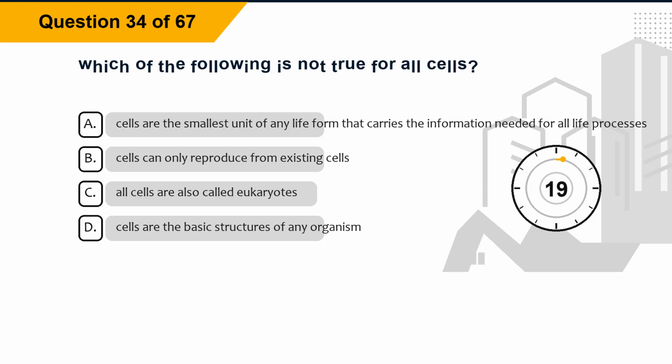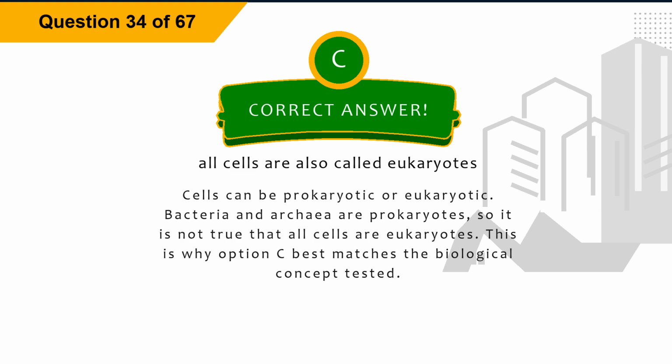Question 34. Which of the following is not true for all cells? Option A. Cells are the smallest unit of any life form that carries the information needed for all life processes. Option B. Cells can only reproduce from existing cells. Option C. All cells are also called eukaryotes. Option D. Cells are the basic structures of any organism. The correct answer is option C. All cells are also called eukaryotes. Explanation. Cells can be prokaryotic or eukaryotic. Bacteria and archaea are prokaryotes, so it is not true that all cells are eukaryotes. This is why option C best matches the biological concept tested.